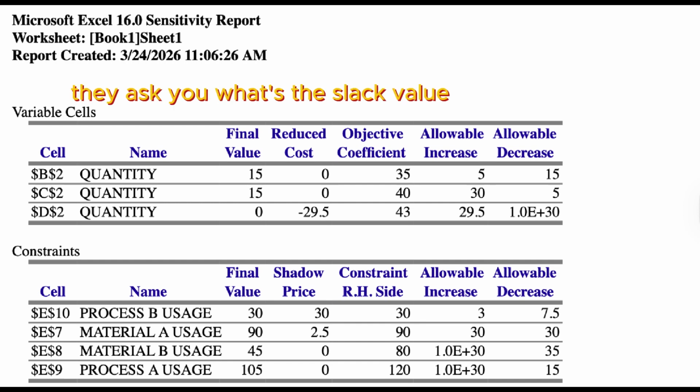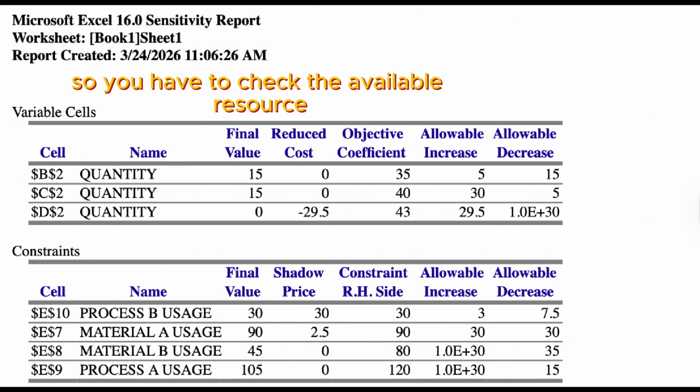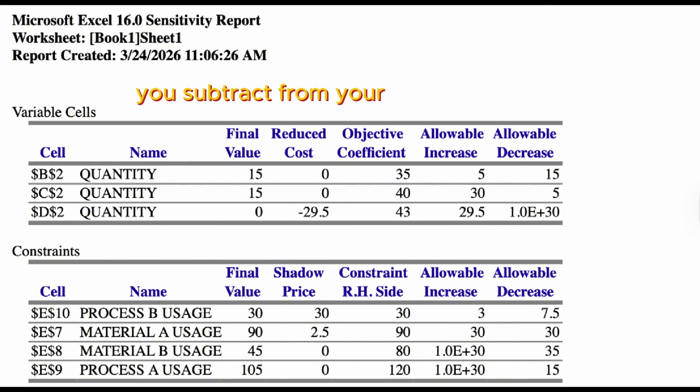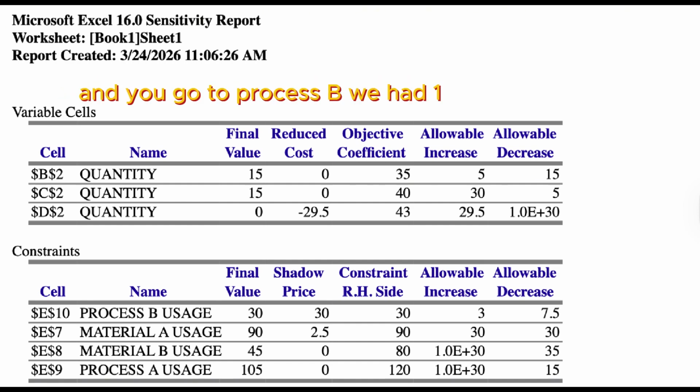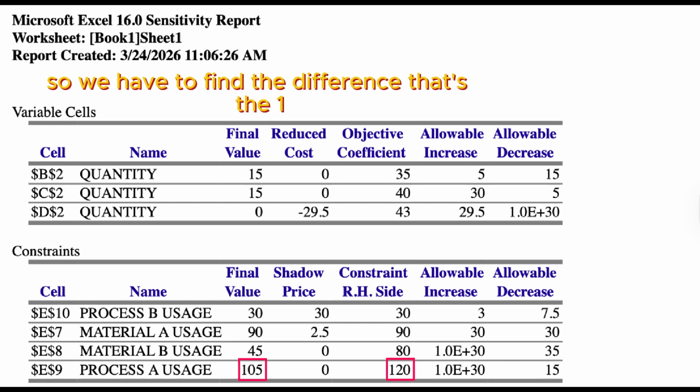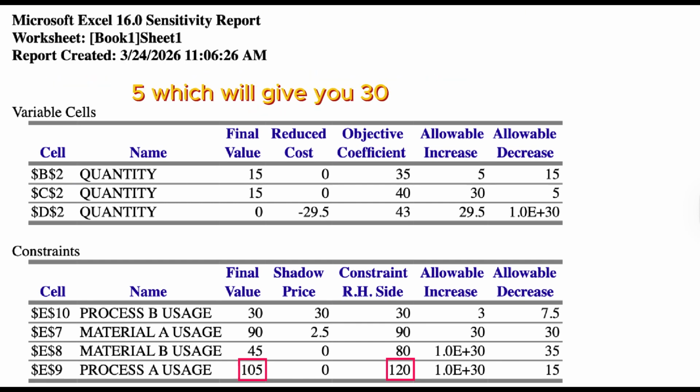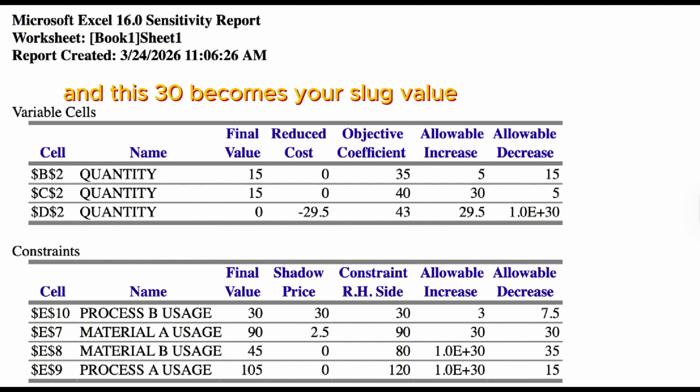In case in your quiz they give you a sensitivity report and ask what the slack value is, you have to check the available resource, the one that you didn't use. You subtract your usage from your available resources, and that will be your slack value. When you go to process B, we had 120 and we used 105. We didn't use everything, so that constraint is not binding and there's a slack there. So you have to find the difference, which is 120 minus 105, giving 30, and this 30 becomes your slack value.